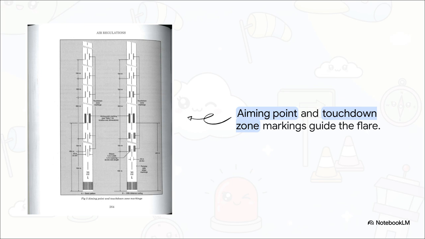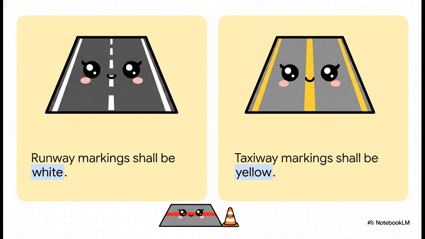Surrounding this aiming point are your touchdown zone markings. Notice how they decrease in pairs the further down the runway you look? That tells you exactly how much precious landing distance you're currently eating up. Let's simplify the standard operating procedures when it comes to paint colors. Runway markings shall be white, always.